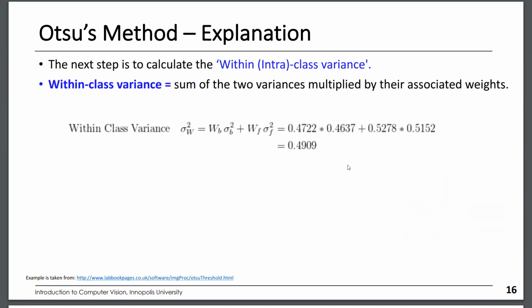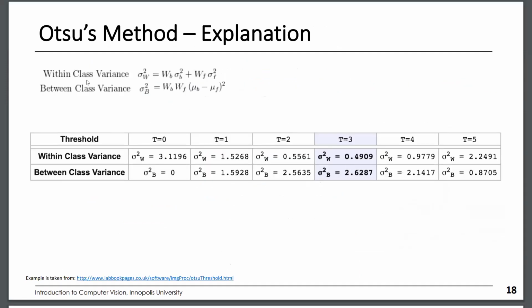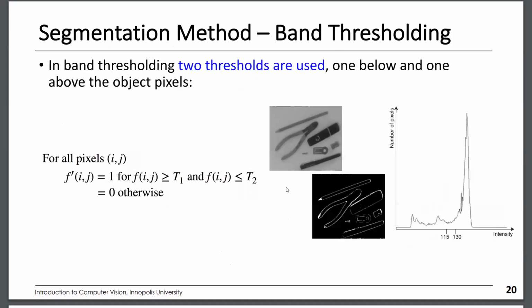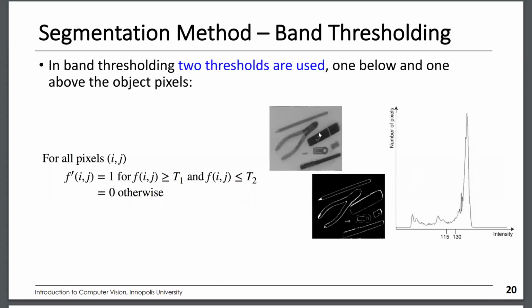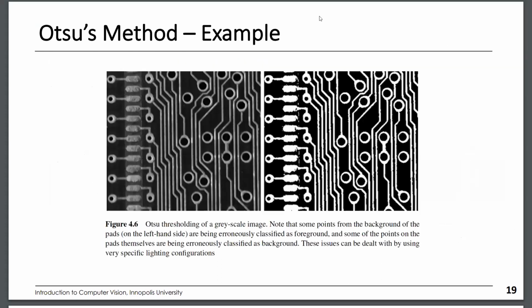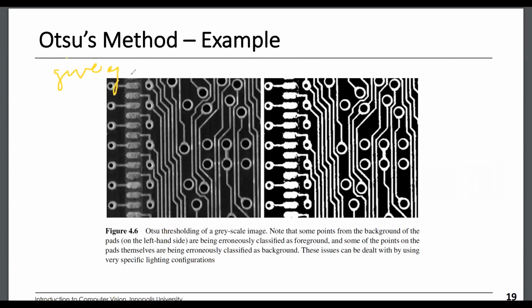We have done some calculations. We saw how to calculate the within class and the between class variance, and saw when this term is at its highest and when it's at its lowest. We've seen an example of how Otsu's method works. Again, the goal of Otsu's method is to give you the optimal threshold, right?